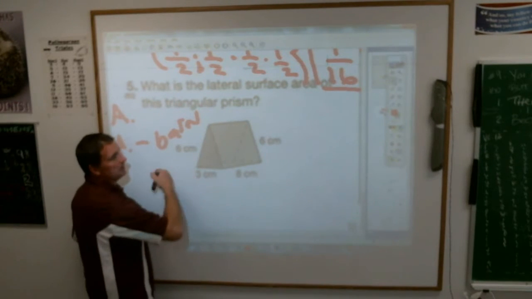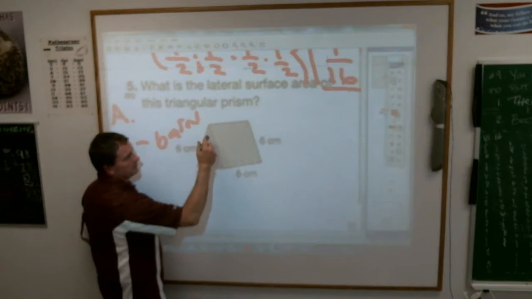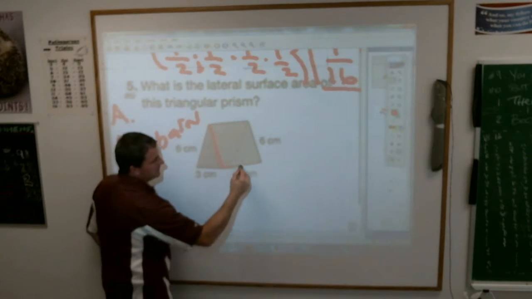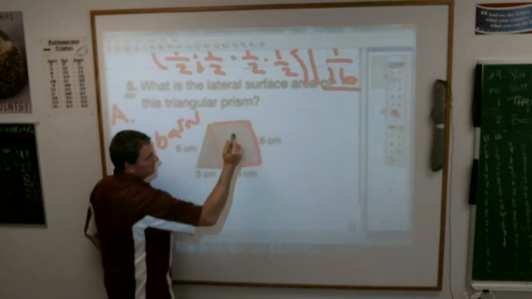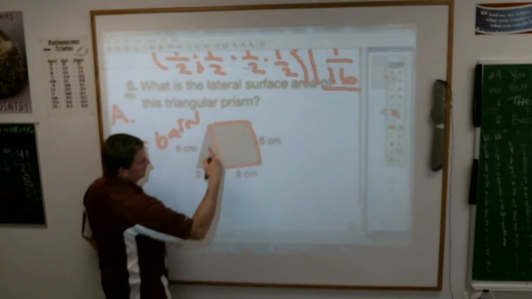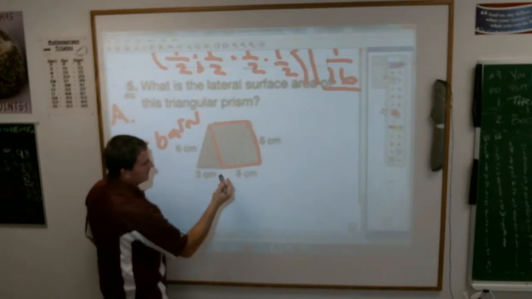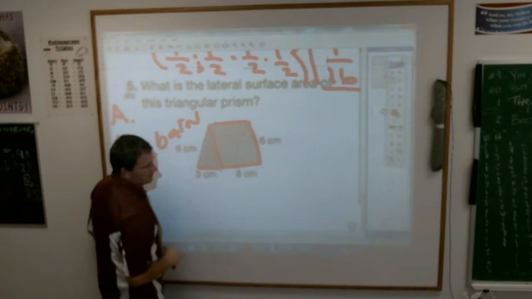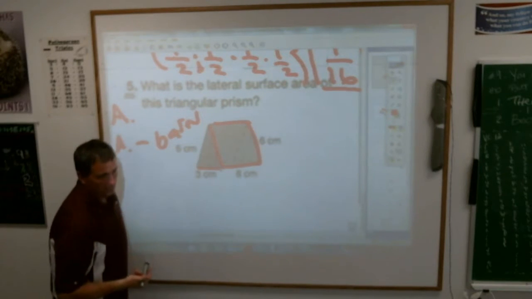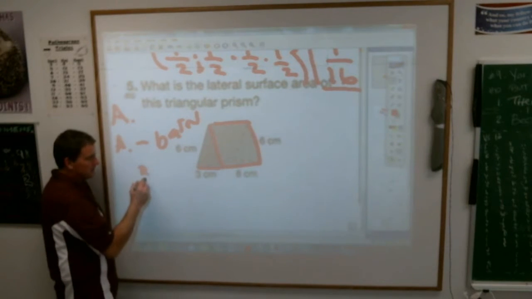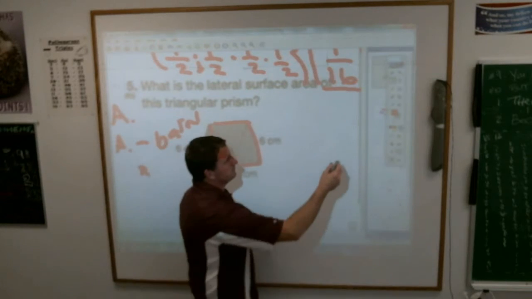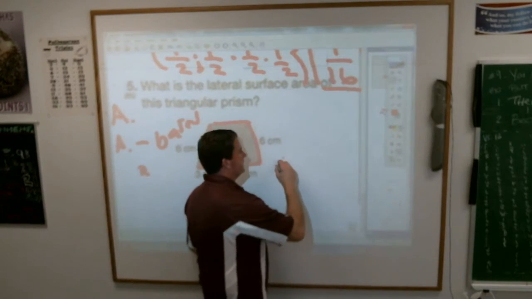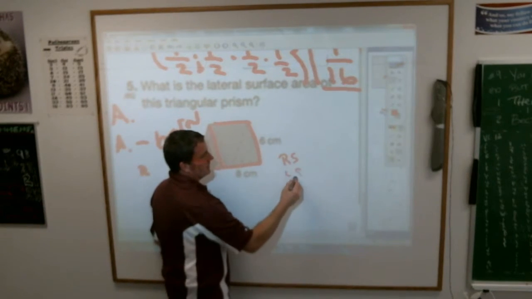So you're not finding the area of the triangle, you're just finding the area of this side, this other side over here, which is probably the same that you can't see, and then this bottom side. So you've got 3 rectangles you're doing. The right side, the left side, and the bottom.